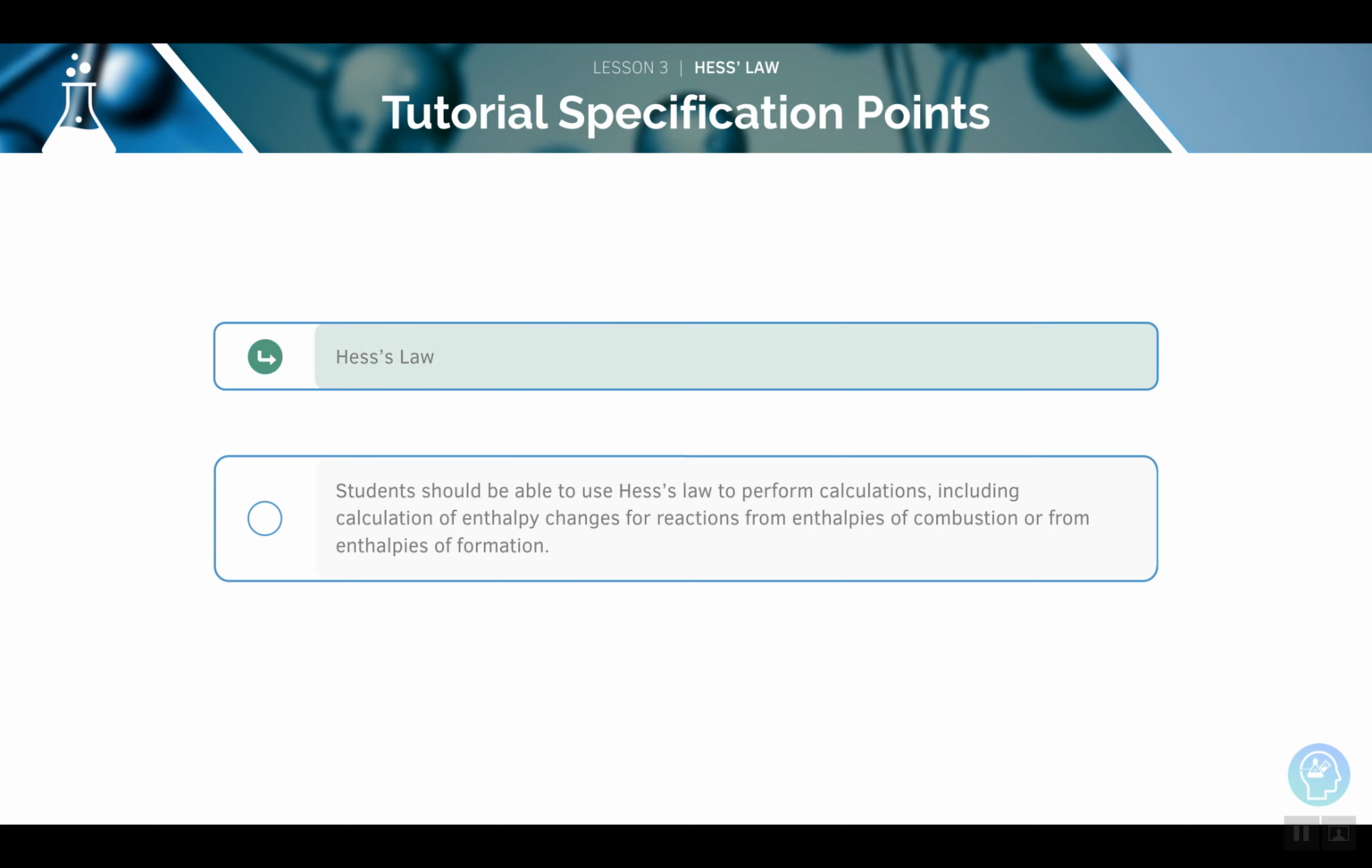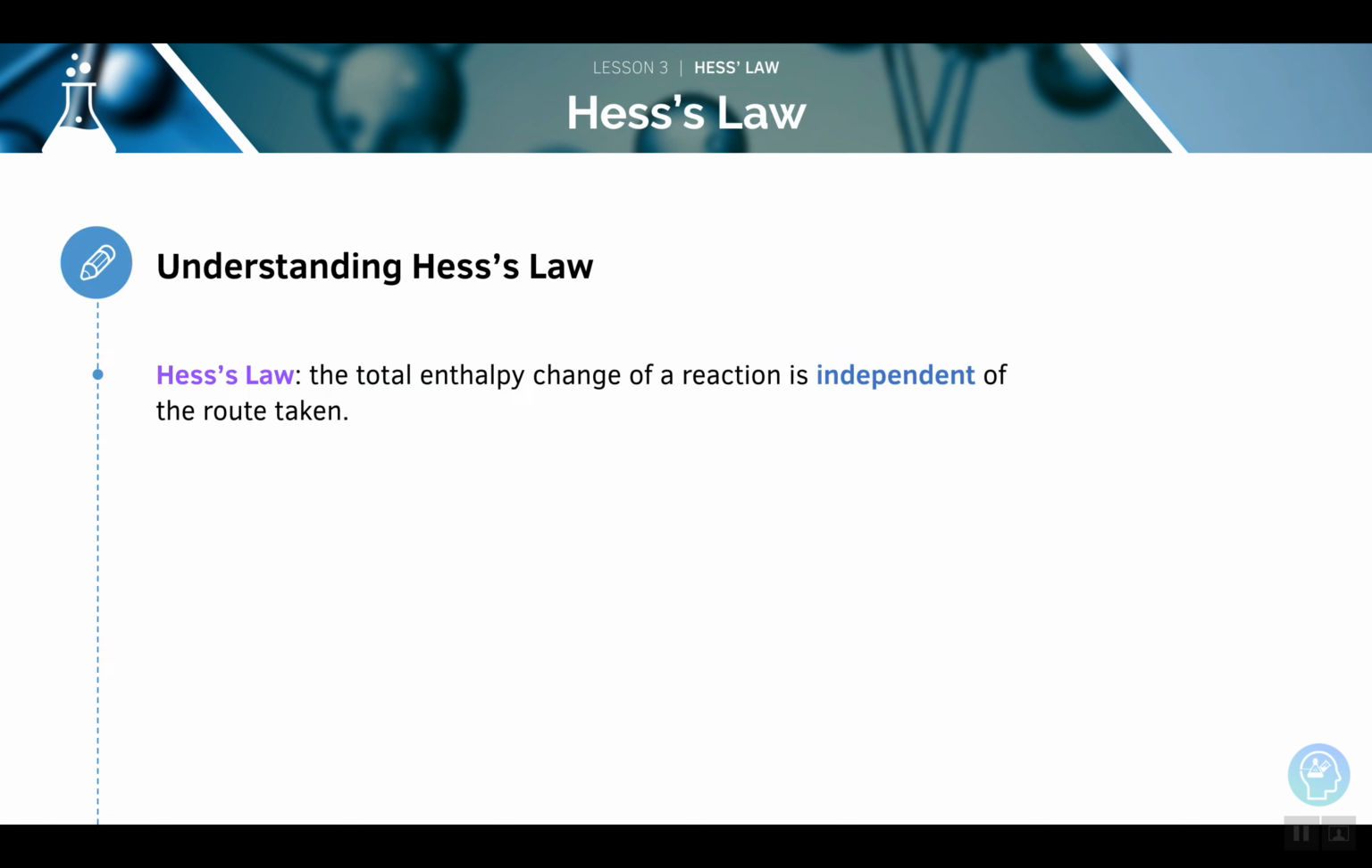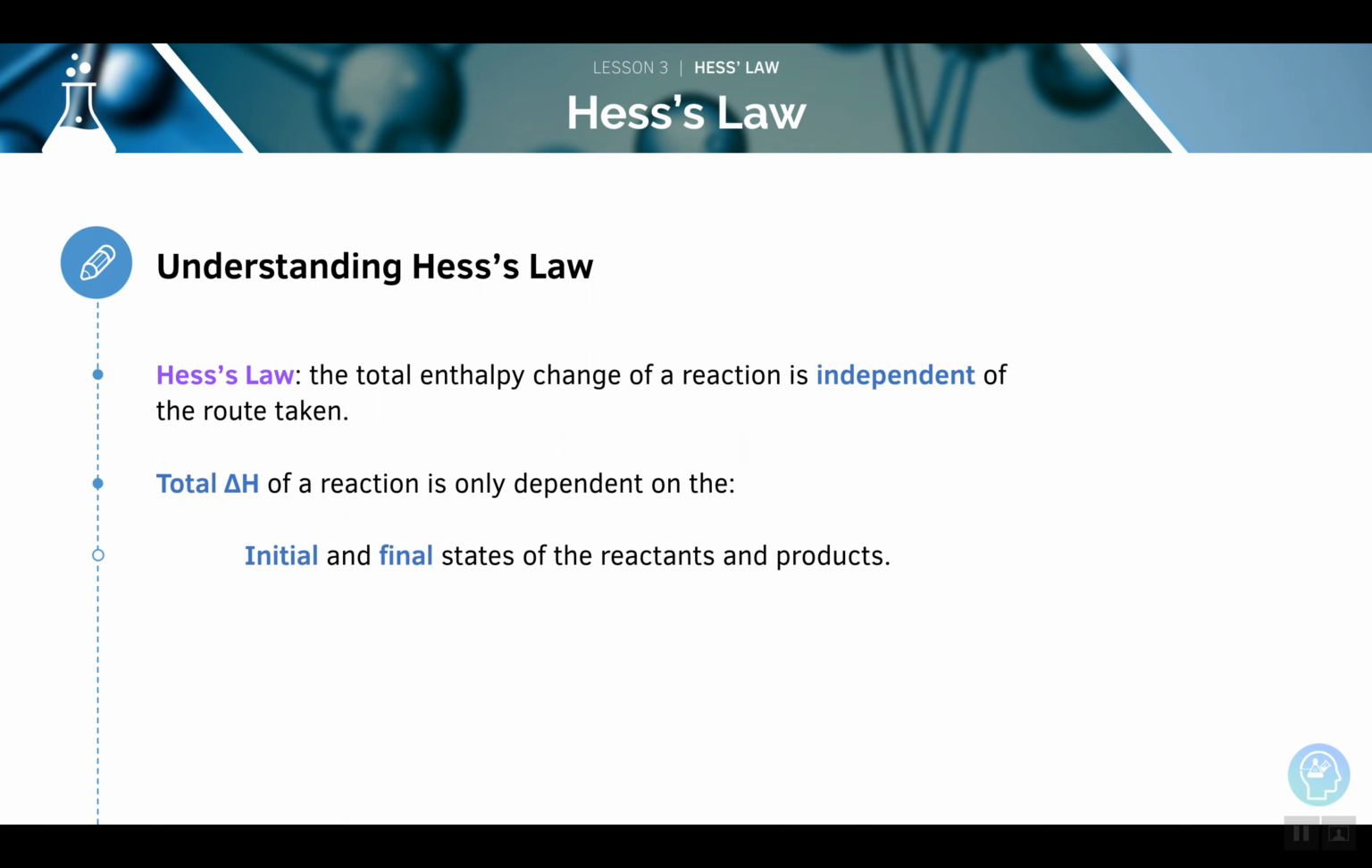We'll start off by looking at Hess's law. Hess's law states that the total enthalpy change of a reaction is going to be independent of the route taken. According to Hess's law, the total enthalpy change of a reaction is only dependent on the initial and final states of the reactants and products. It is independent of the path taken to calculate it.